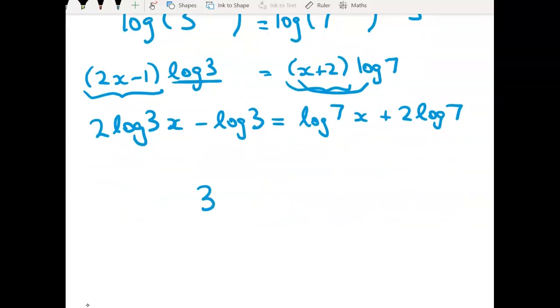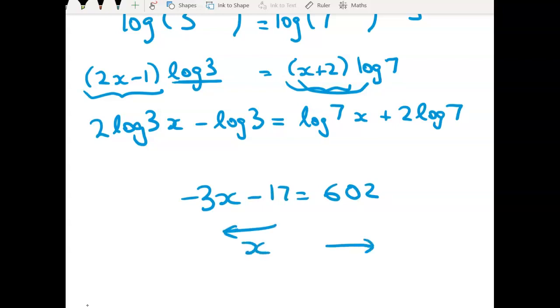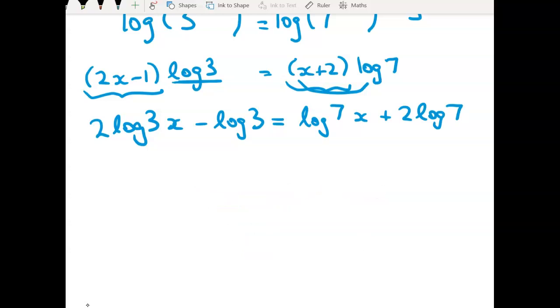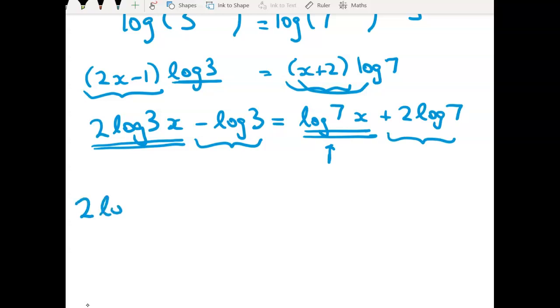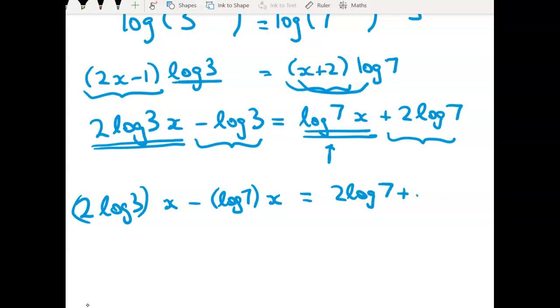And this strategy is exactly what it was back in year 9. So remember, if I had an equation like, I don't know, negative 3x minus 17 equals 602, I wanted to get the x stuff onto one side and the number stuff onto the other side. And that's the same thing now. Okay, so I'm going to isolate all of the terms with x on one side. So this has got an x in it, and this has got an x in it. This bit is just a number, and this bit's just a number. So I'm going to subtract this from both sides, and I'll have 2 log 3 times x minus log 7 times x is equal to 2 log 7 plus log 3.